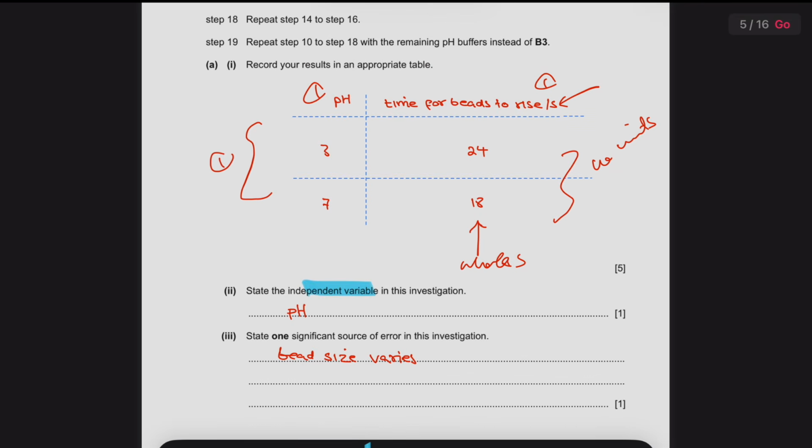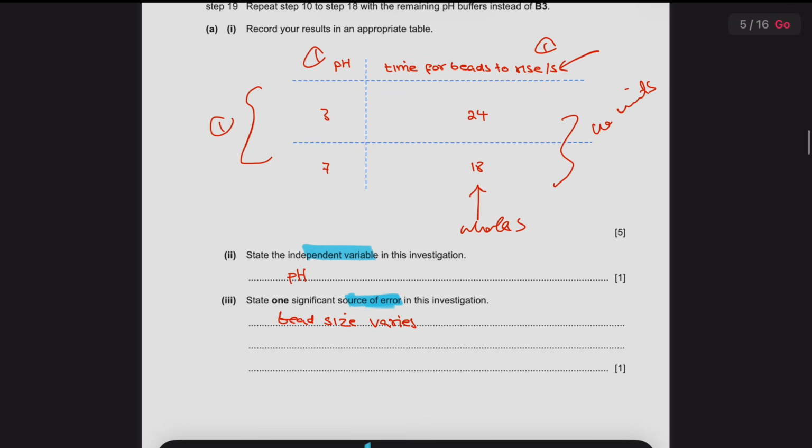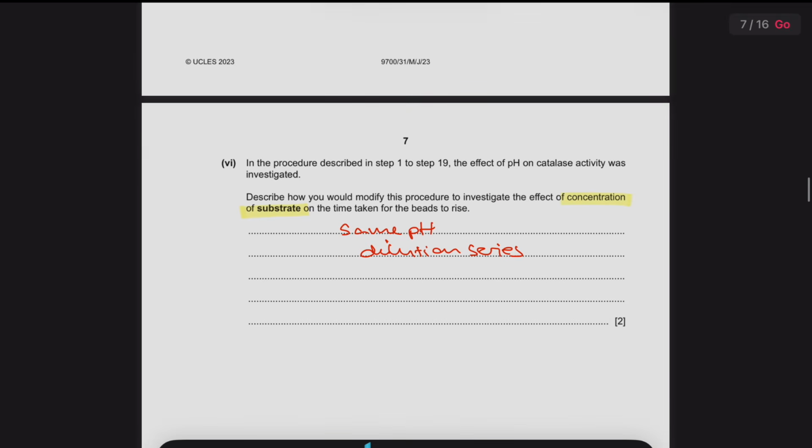Easy mark here. What's the independent variable? Source of error, so you could say bead size varies because that's what the experiment was about. But yeah, stuff like that.